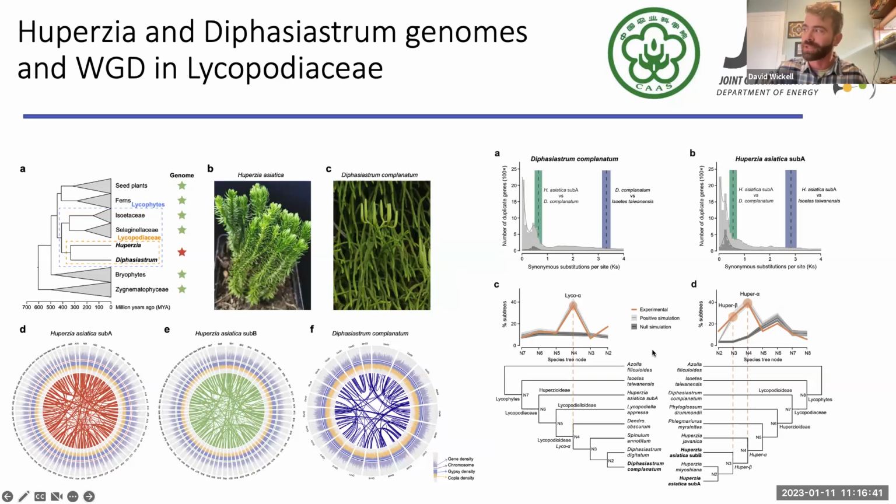Thankfully, we were able to turn to phylogenetic reconciliation and synteny to confirm these duplications and try to place them on a phylogeny, where we found one common to the Lycopodioideae in Diphasiastrum complanatum, and then two: one common to all of the genus Huperzia, and the other one prior to the divergence of our two subgenomes in the Huperzia genome.